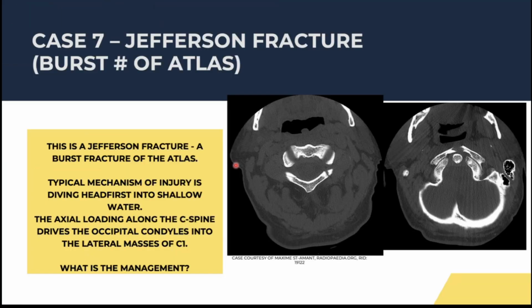It's a very typical appearance of a mechanism of injury from, say, diving head first. You've got that axial force going straight through the C-spine. The axial loading drives the occipital condyles straight into the lateral mass of C1, causing them to burst. If you were to do a peg view of this patient, like I explained in the first one, you would see maybe a disruption to the spacing of the lateral masses of C1 and C2 as well.